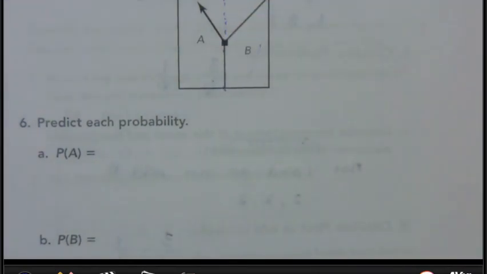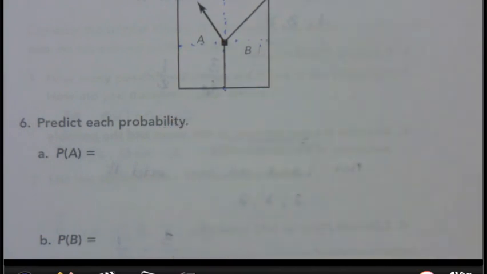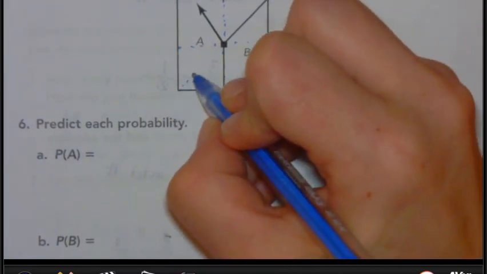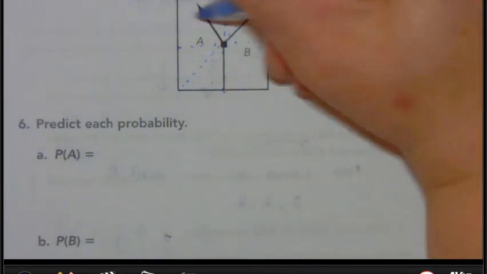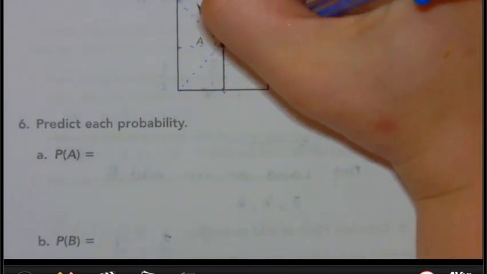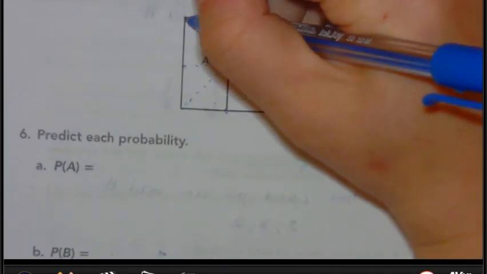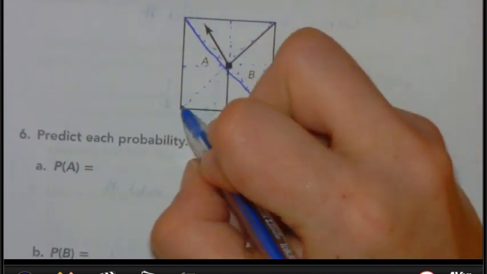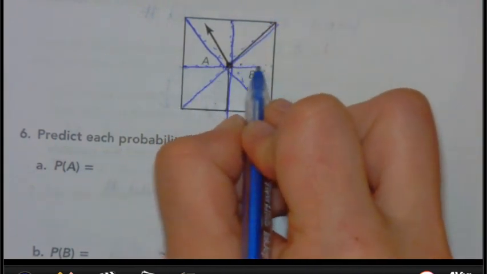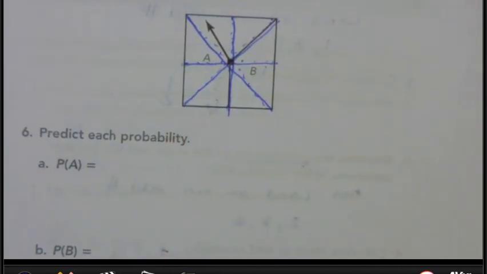So what I'm going to do is split my square in half, and then split it in half one more time. I'm basically going to continue splitting each individual section in half, and I'm going to create 8 equal sections. So create an X through your square, a line, and then a line. Kind of like cutting a pizza.